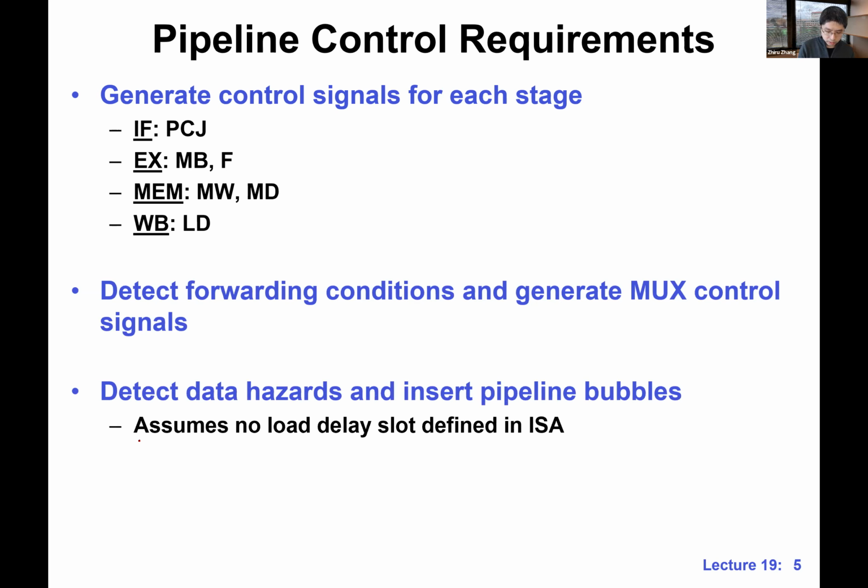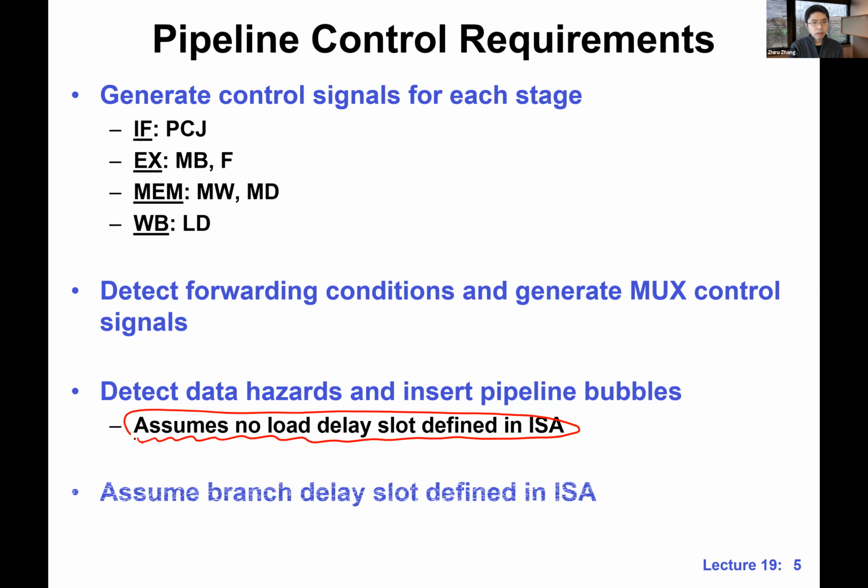Also, one important assumption for this lecture: we assume that there's no load delay slot defined in the ISA. Going forward in homework and also in the final exam, we'll make it clear whether there's a branch delay slot or a load delay slot. It's going to be specified as part of the problem. And there's a branch delay slot. This is the assumption for today's lecture.